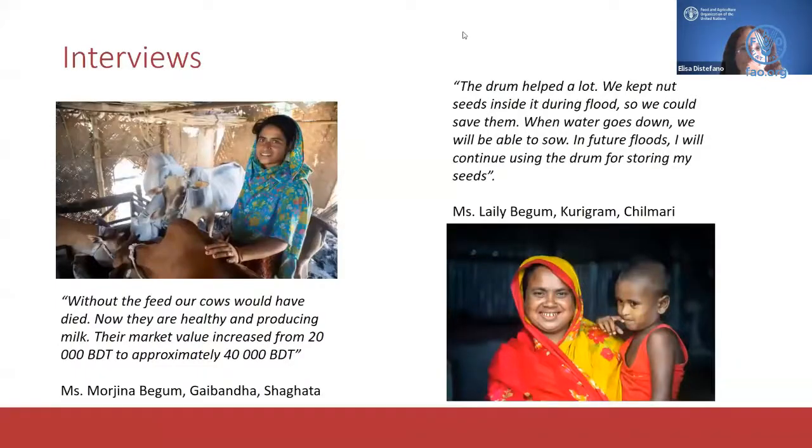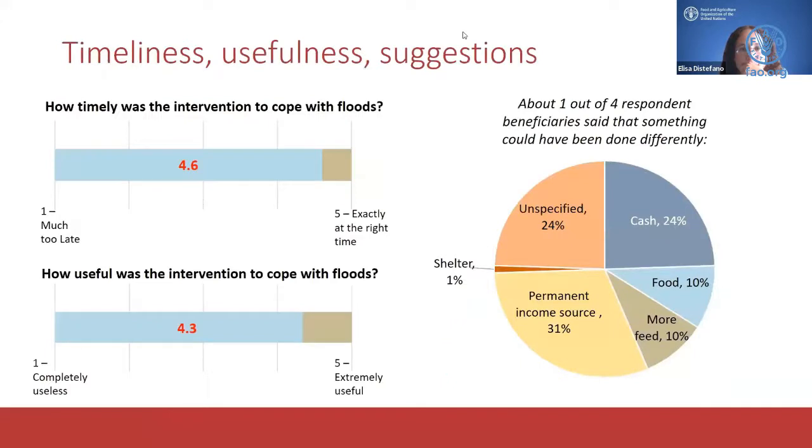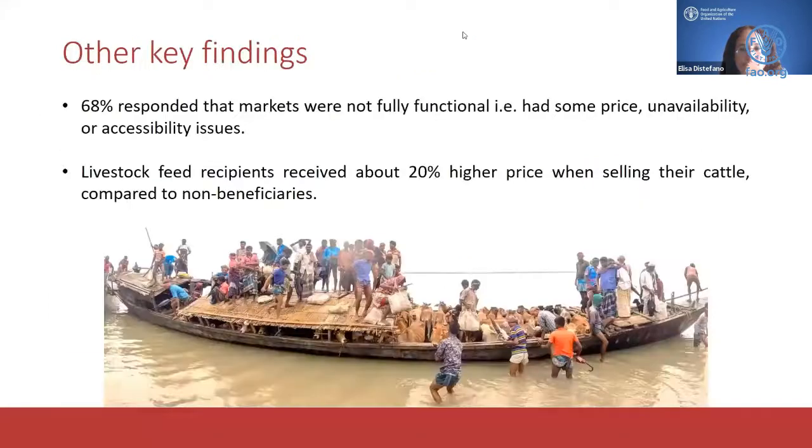However, the beneficiaries felt that this assistance was useful to protect their livestock when there was no feed available, or even protect the seeds that they used to plant in the coming growing season. They felt that the intervention was effective and timely. However, they also said that further complementary assistance was required, especially cash, livelihood, food, and more feed.